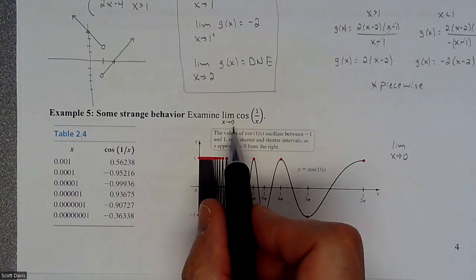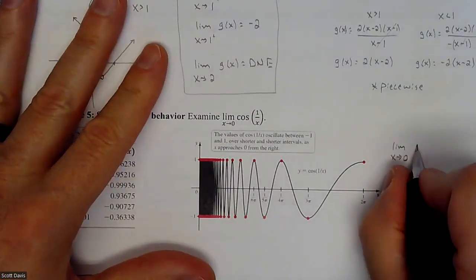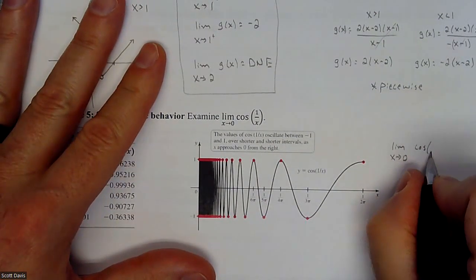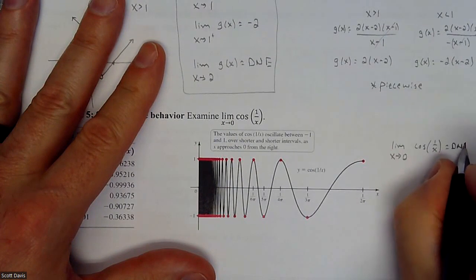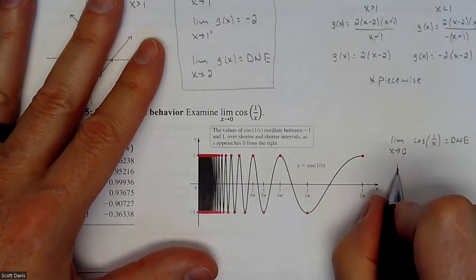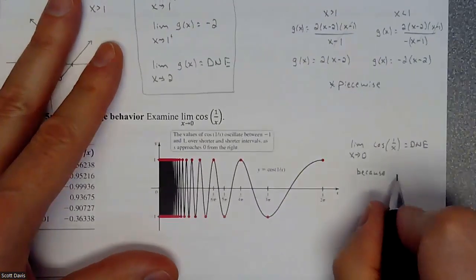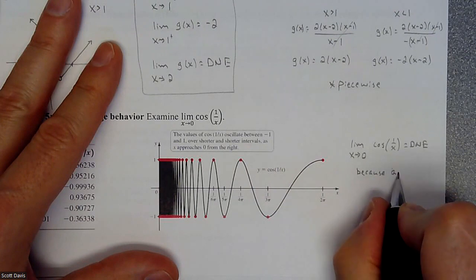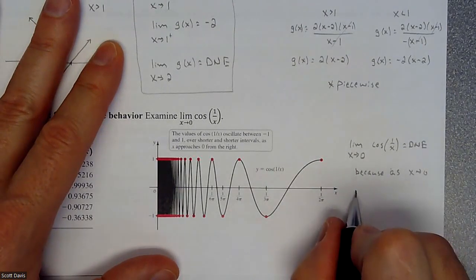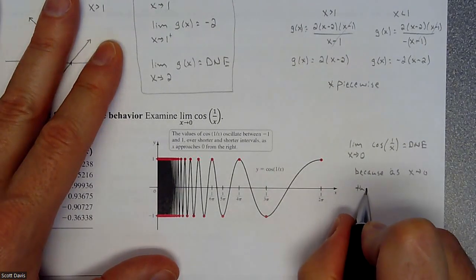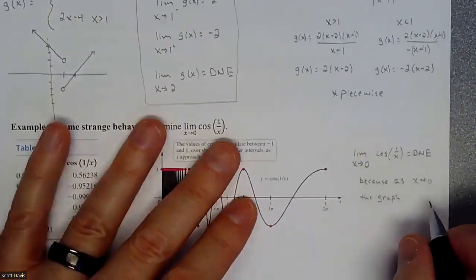But if they're just asking that and I look at one side and it goes crazy and oscillates, then I don't have a limit. So the limit of cosine of 1 over x does not exist, right? And it's because as x approaches 0, the graph is oscillating.